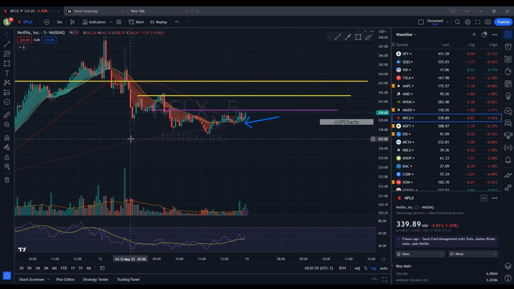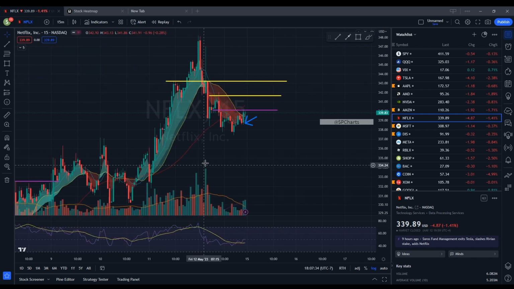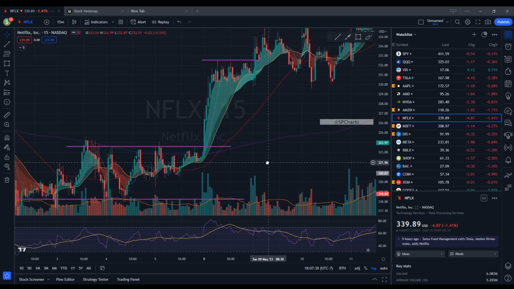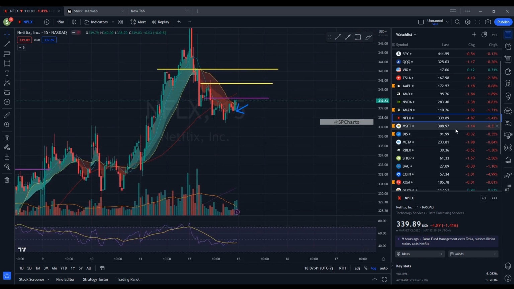I'll have to back test this 200 EMA with Netflix on the 5 minute. Okay, I need to keep an eye on that. I'll try to back test.